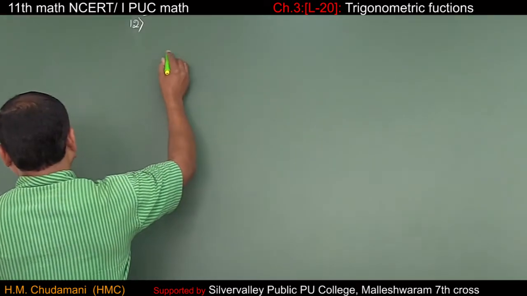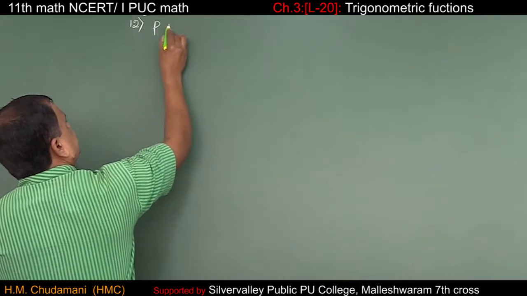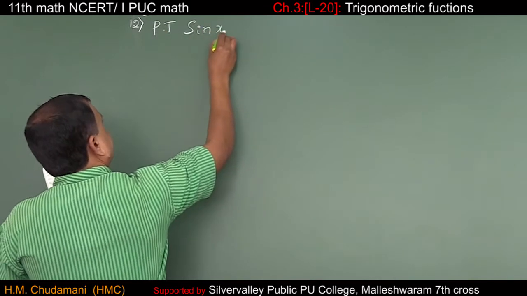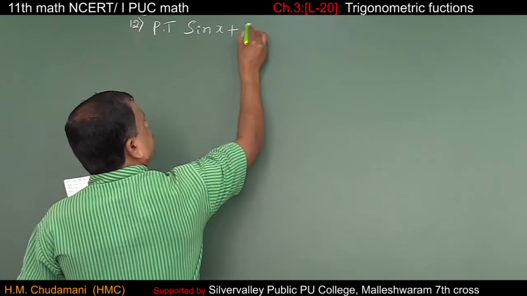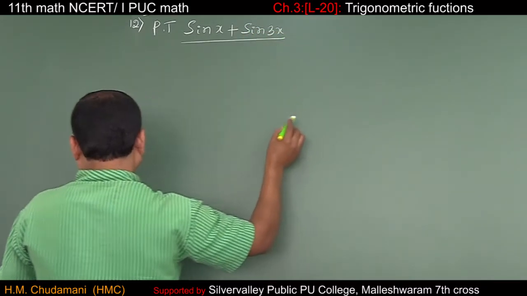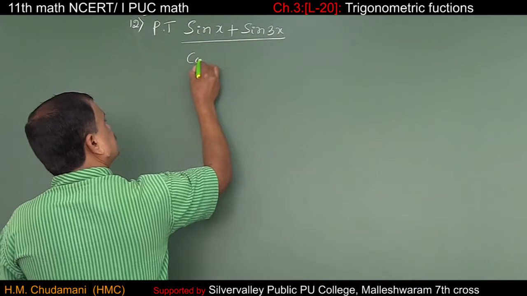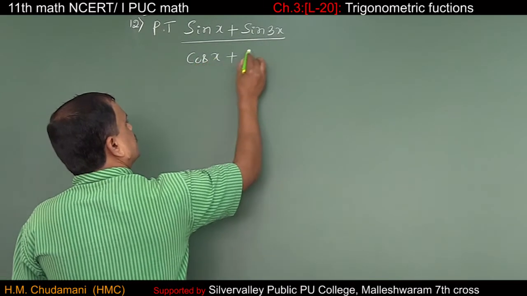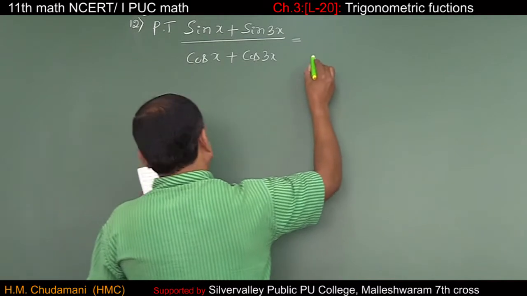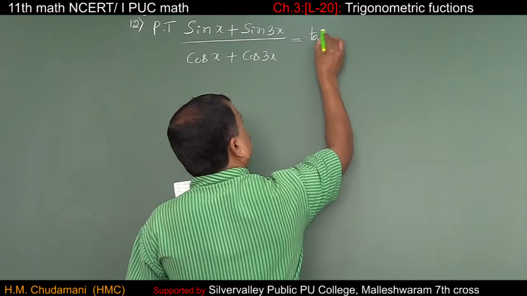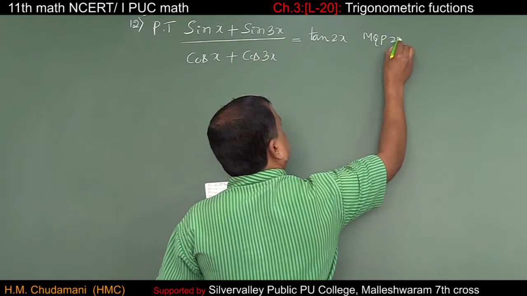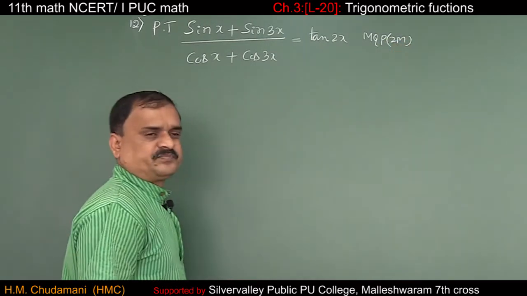Next, 12th one, exercise problem again. Prove that sin x plus sin 3x divided by cos x plus cos 3x is equal to tan 2x, we need to prove. It's there in the model question paper under 2 mark section.